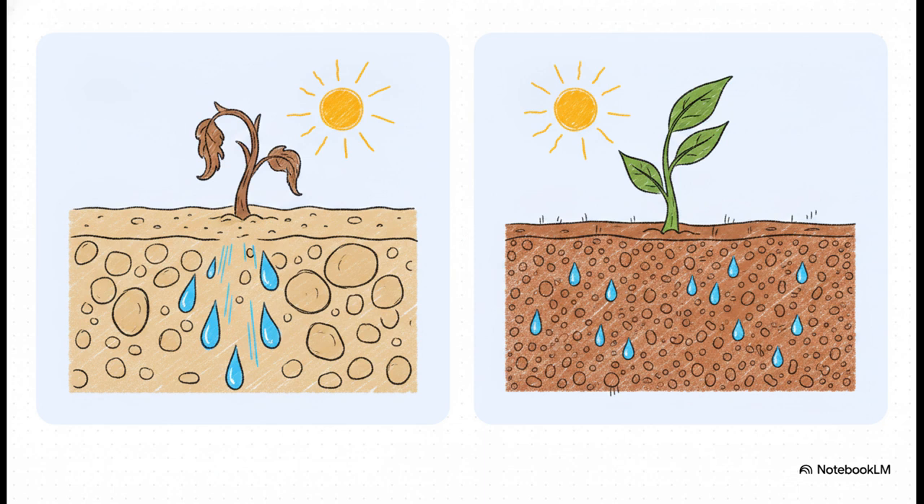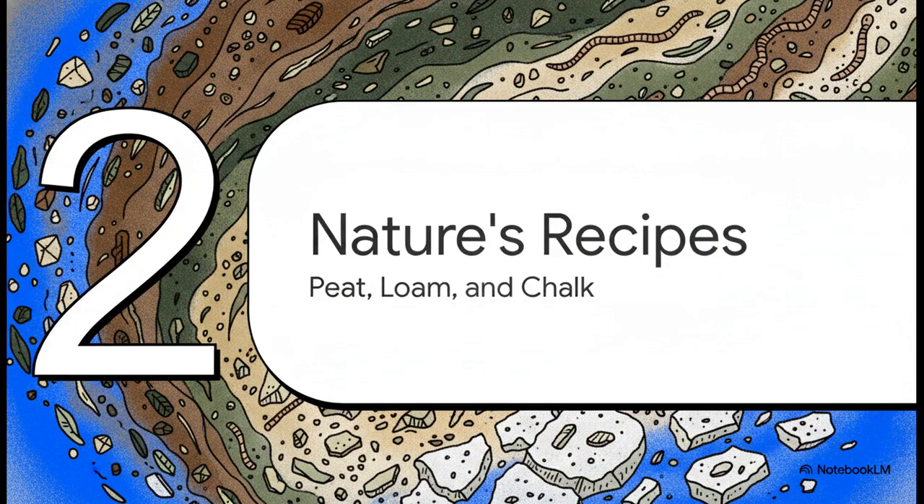On the other side, we have clay, which is pretty notorious for poor drainage. But hey, it's not all bad news for clay. Because clay holds on to moisture so stubbornly, a period of drought is actually far less damaging to clay soils than it is to sandy, fast-draining soils. It's all a trade-off. Moving right along to Section 2, Nature's Unique Recipes: peat, loam, and chalk.